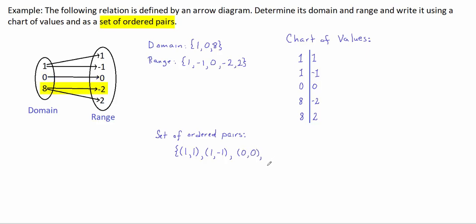We have an arrow associating 8 to negative 2 that goes from 8 to negative 2. So that gives us a pair (8, negative 2). And we have an arrow from 8 to 2. So that gives us the pair (8, 2), associating 8 to 2. And that is how you write this relation as a set of ordered pairs.